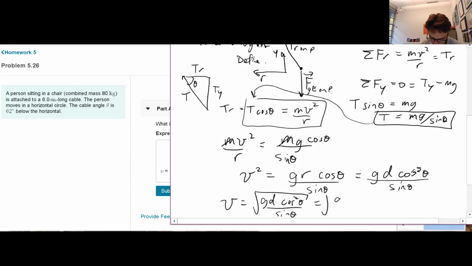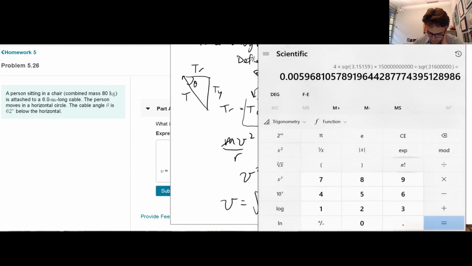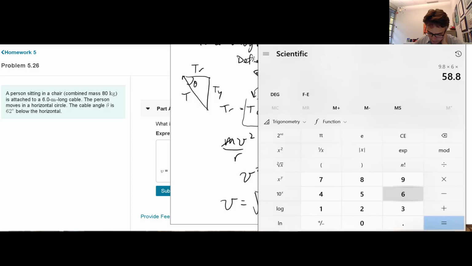So it's equal to the square root of 9.8 times 6 times the cosine of 62 squared divided by the sine of 62. And then you square root the whole thing. So want to do that in the calculator? Let's do clear. 9.8 times 6 times, I'm going to do 60, are we in degrees mode? No. Degree. Good.